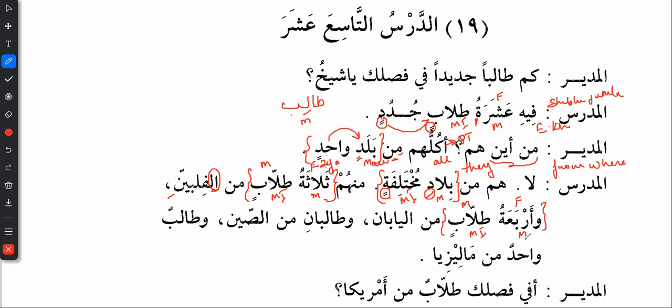Wa arba'atu tullabin minal Yaban, from Japan. Yaban means Japan. Wa taliban. Now, can you see the alif and noon? If you want to make a noun into muthanna, just add alif and noon with a kasra at the end. Talib plus alif noon becomes taliban. So that means 2 students.